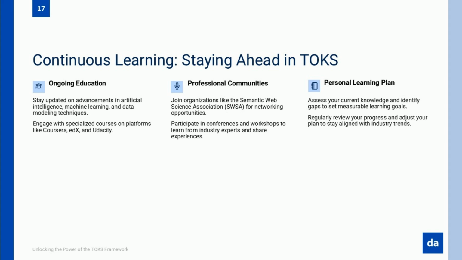Fortunately, there are numerous resources available for those committed to continuous learning in TOKS. Online platforms like Coursera, edX, and Udacity offer specialized courses in ontology engineering, knowledge graph development, and semantic web technologies. These courses often provide hands-on experience with cutting-edge tools and methodologies. Academic journals, such as the Journal of Web Semantics and the Semantic Web Journal, publish the latest research and innovations in the field. Following these publications can provide insights into emerging trends and theoretical advancements.